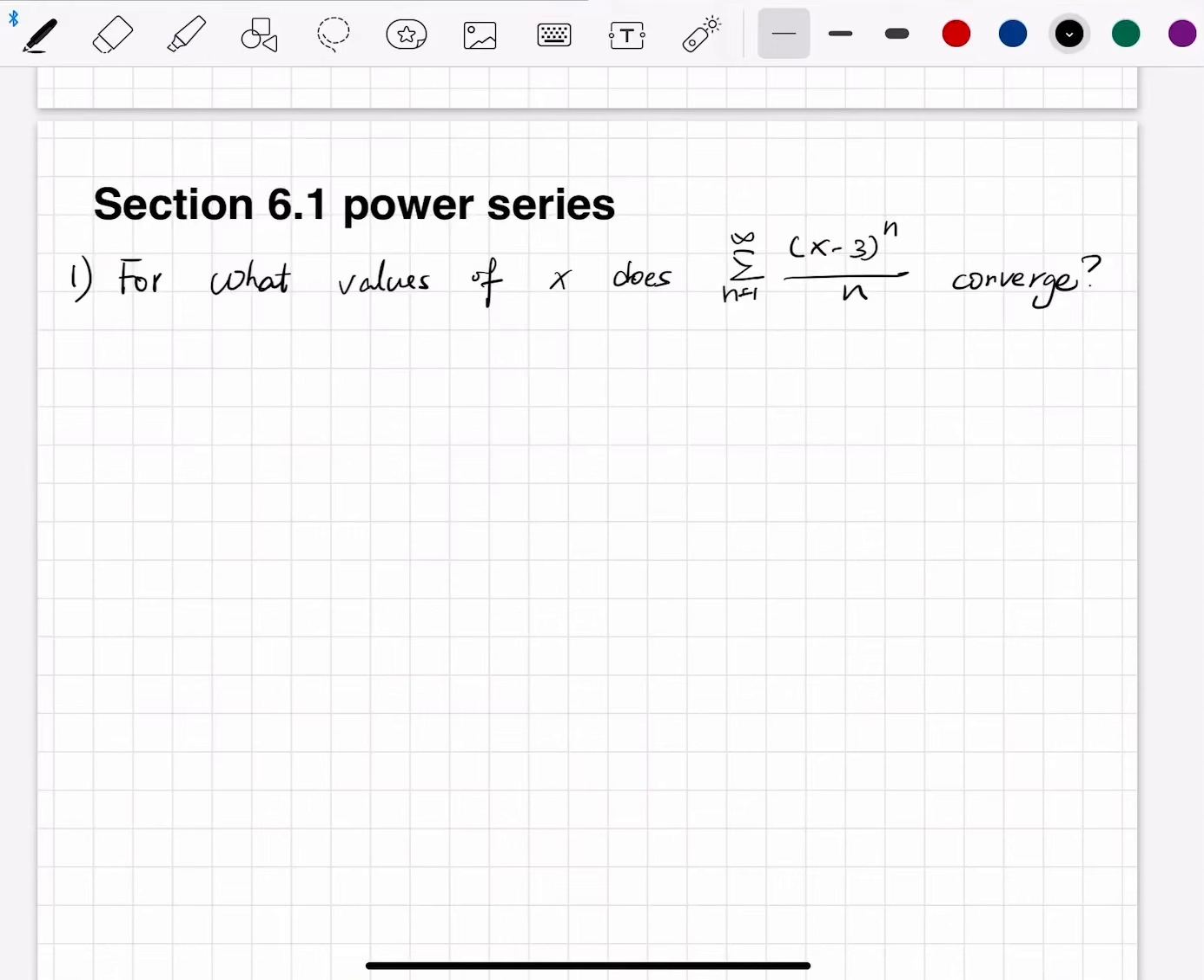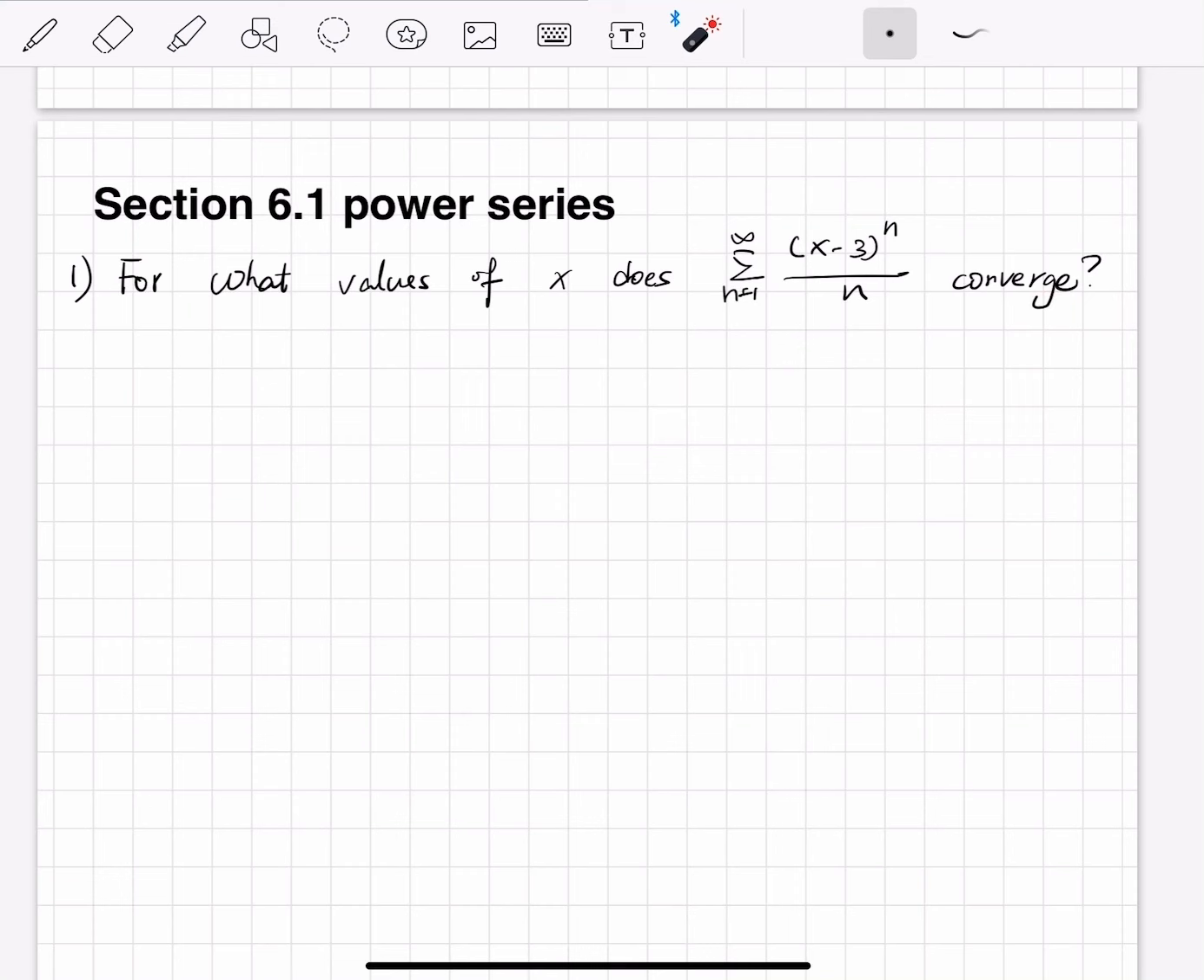Let's work on some examples for section 6.1, power series. So the first one we have is a series that is the summation from n equals 1 to infinity of (x minus 3) to the nth power over n. I want to see for what kind of x values this series actually converges.